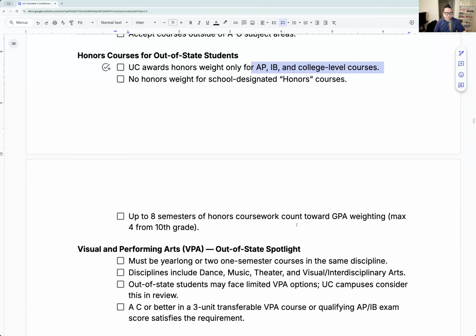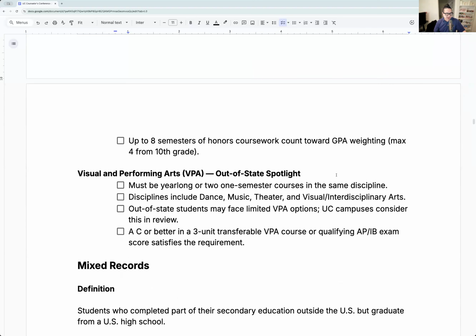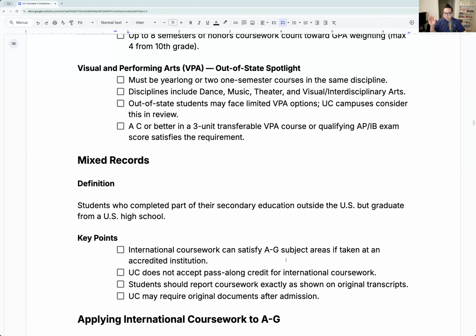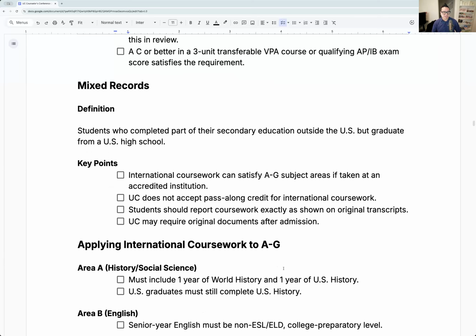UCG is the same. Visual performing arts, nothing new here, so the same as well. Mixed record. Those of you who went to a different country, you moved to the US, right? Like from India or China. Your schedule is called mixed. You have your 9th grade transcripts from India, and your 10th, 11th, 12th from the US or from the state that you're in, right?